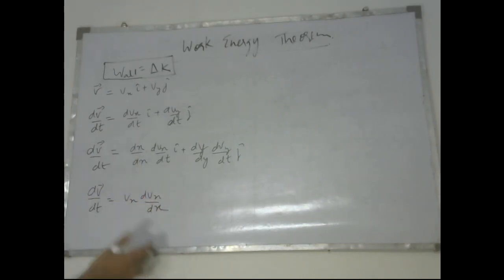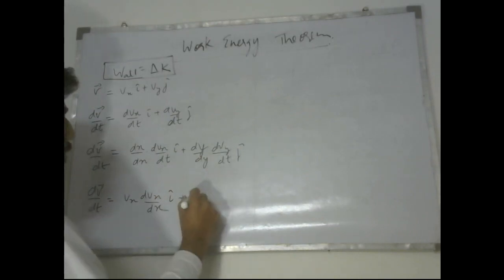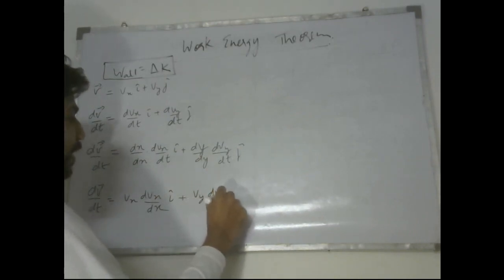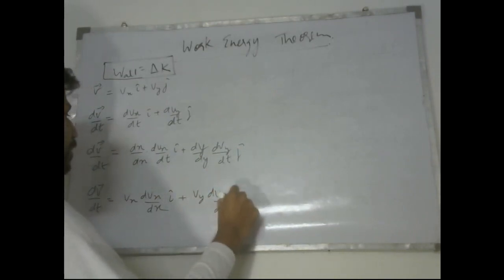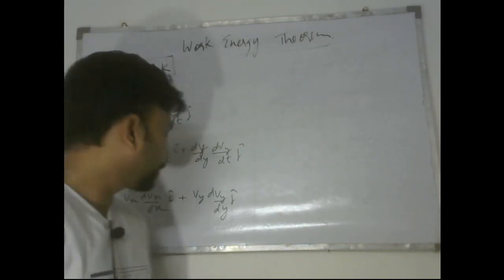So this is what you understood, right? This is also known as acceleration in x direction, and this is also acceleration in y direction, dy j cap. So this is dv by dt, which we have proved up till now.